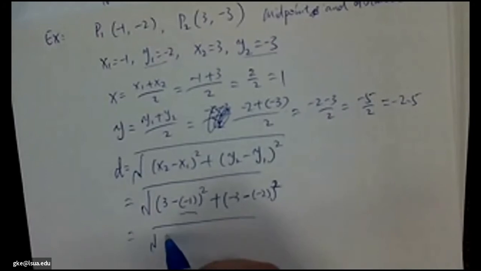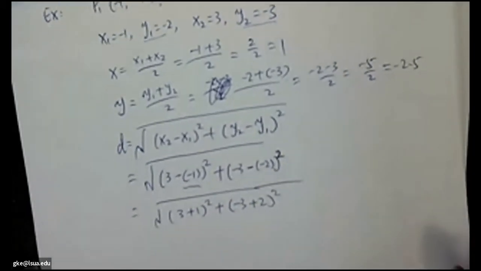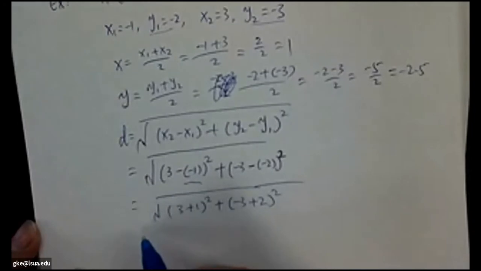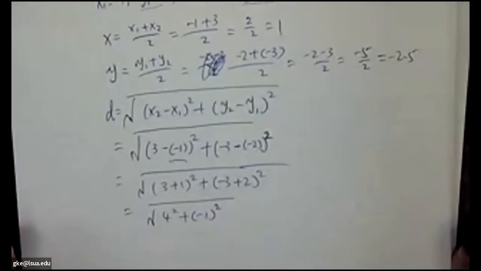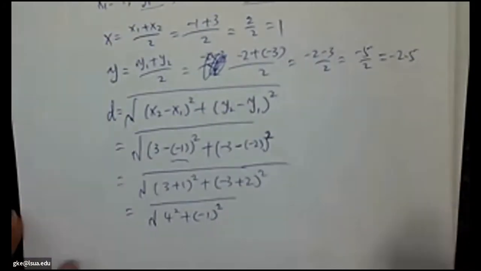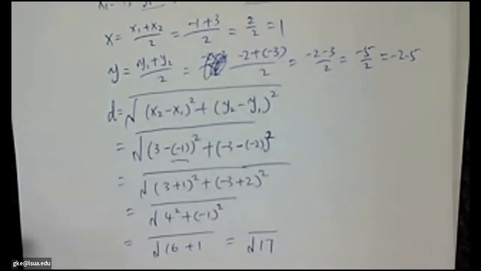Now you're gonna have 3 plus 1 squared, -3 plus 2 squared. And again, this will boil down to 4 squared plus -1 squared. 16 plus 1 equals the square root of 17. Okay, that's it.